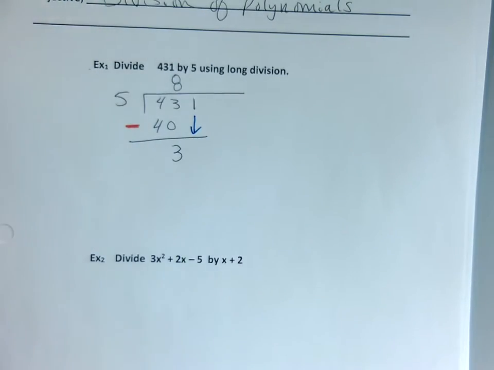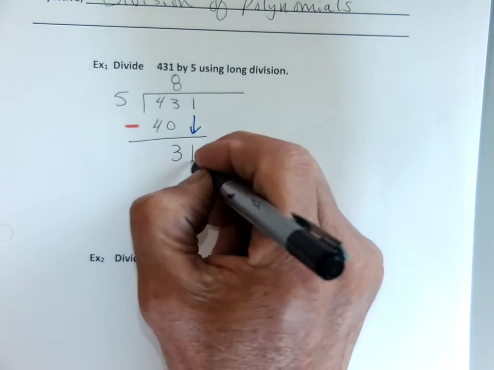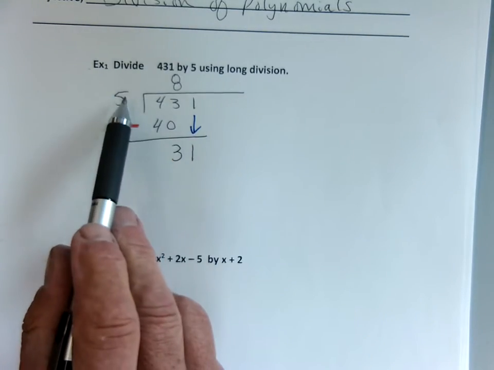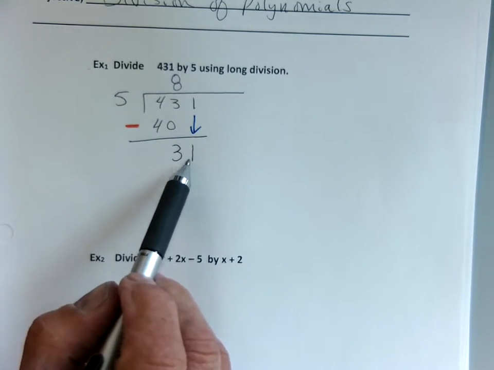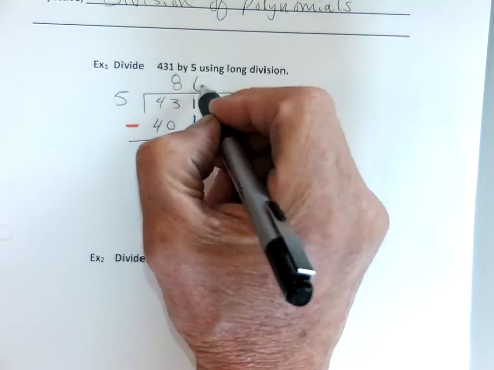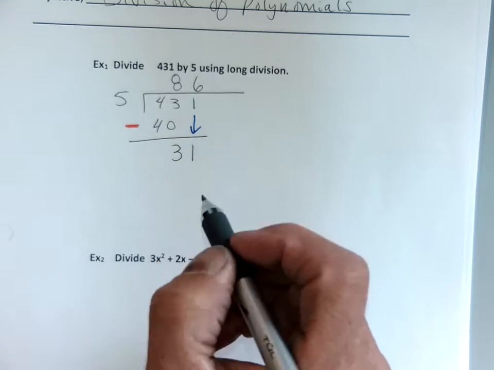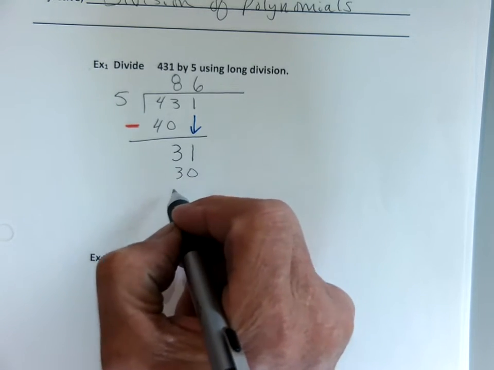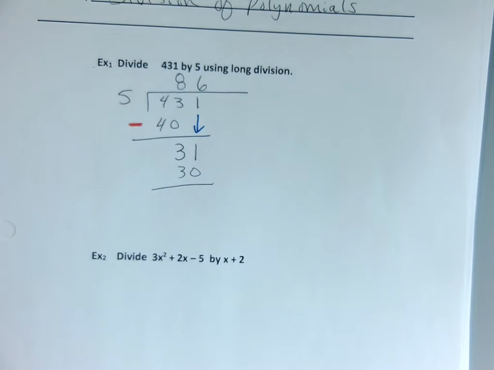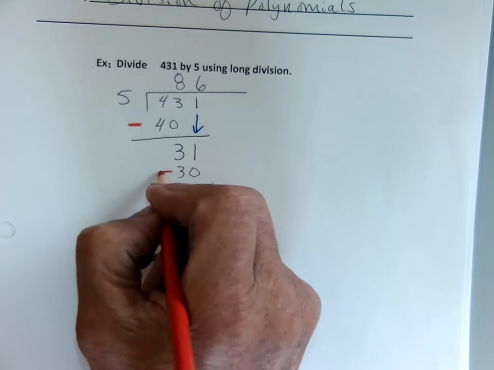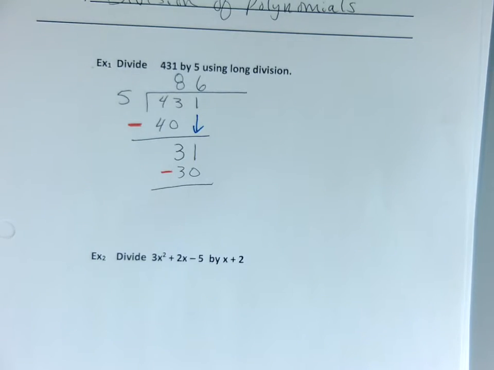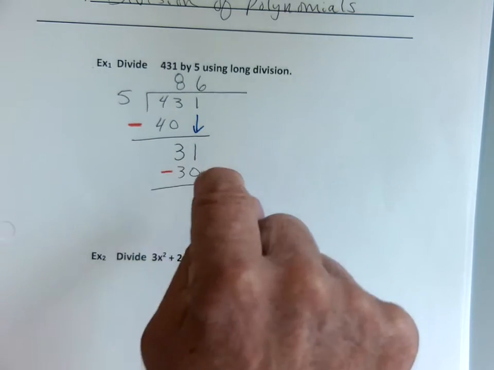Then we brought down the next term, right? We just brought down the next term. We got a 1. And then we did it again. 5 goes into 30 6 times. We multiplied, right? 5 times 6 is 30. And then we subtracted. 31 minus 30 is 1.